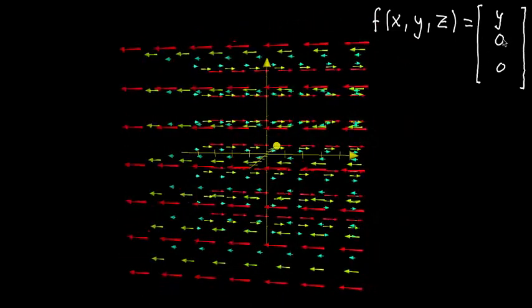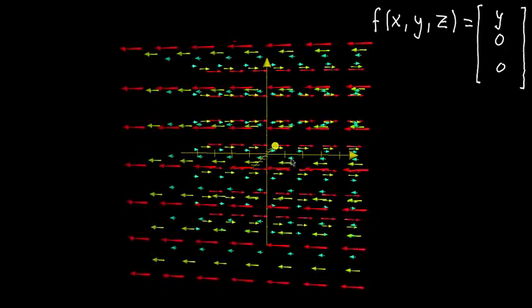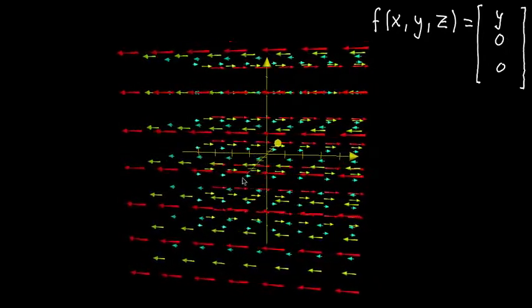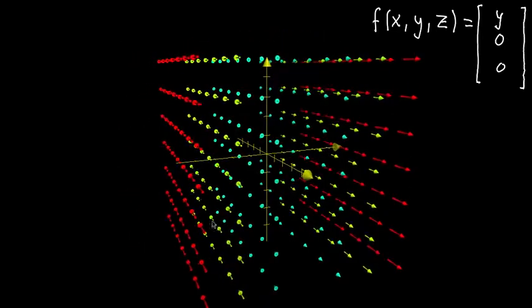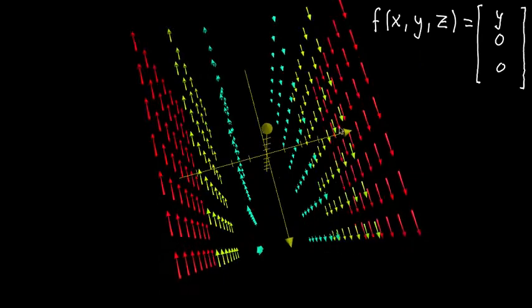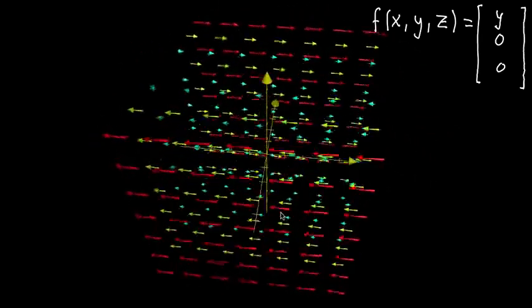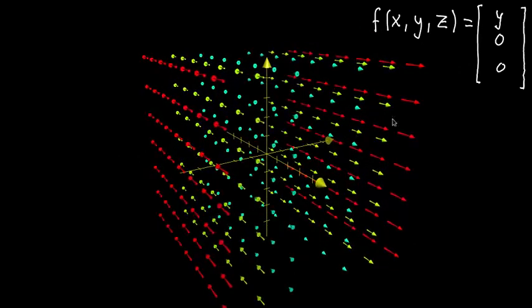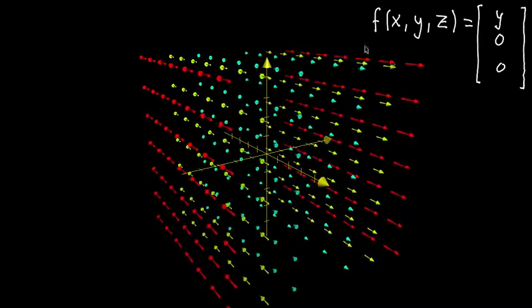So a couple things to notice about this one. Since the output doesn't depend on x or z, if you move in the x direction, which is back and forth here, the vectors don't change. And if you move in the z direction, which is up and down, the vectors also don't change. They only change as you move in the y direction. Okay, so we're starting to get a feel for how the output can depend on the input. Now let's do something a little bit different.